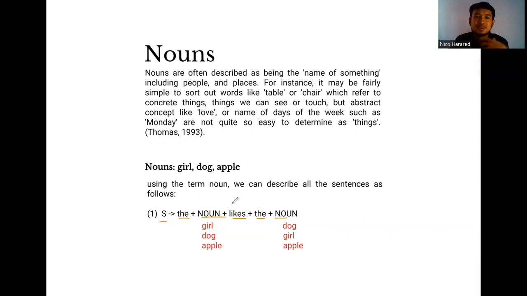So we can identify that this is a noun, and this is also another noun. We can create a sentence using that kind of structure, the plus noun, and then we know that this is a verb, for a simple construction. So we have this as a subject, this is a verb, and this is the object. So that was a noun.